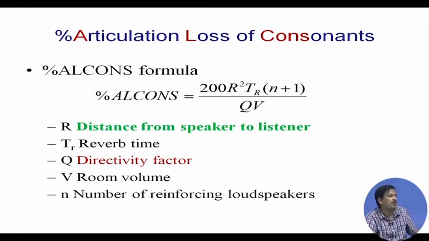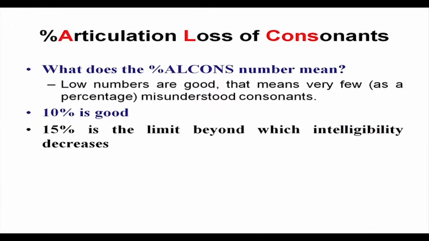Now, what does the percentage Alcons number mean? If the percentage is very low, then the percentage of loss of consonants is low. So, it is good if the percentage Alcons value is low, which means fewer consonants are lost. If the intelligibility of the speech is measured based on percentage Alcons, then it should be low to make the speech more intelligible, because the loss of articulation is less.